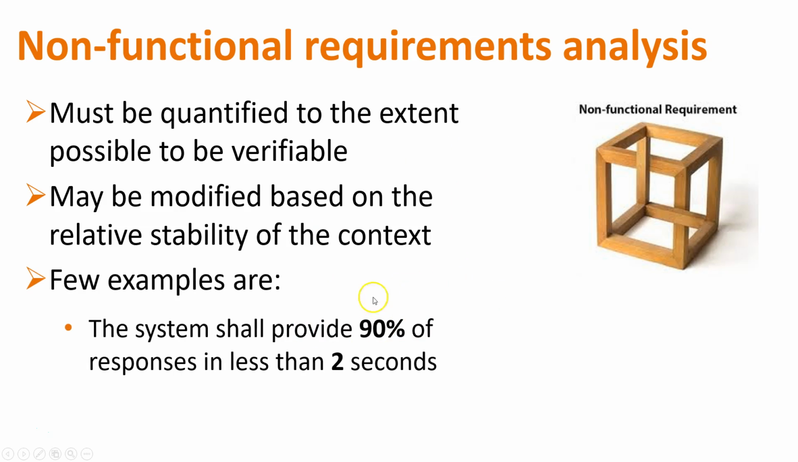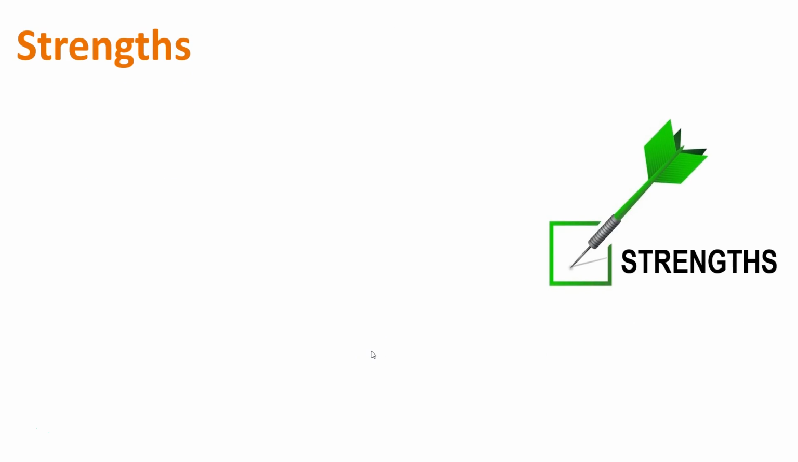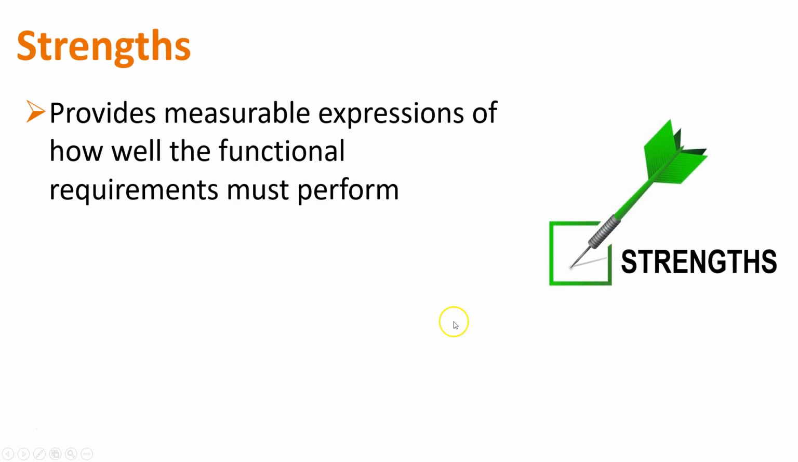So an example of quality is the system shall provide 90% of responses in less than 2 seconds. That's a responsiveness issue, okay? That's an example of quality. It's not how it responds, it's not the functionality it gives, it's in the back end and a user doesn't touch it, but a user is impacted by it, and this impacts how well those functional requirements are met.